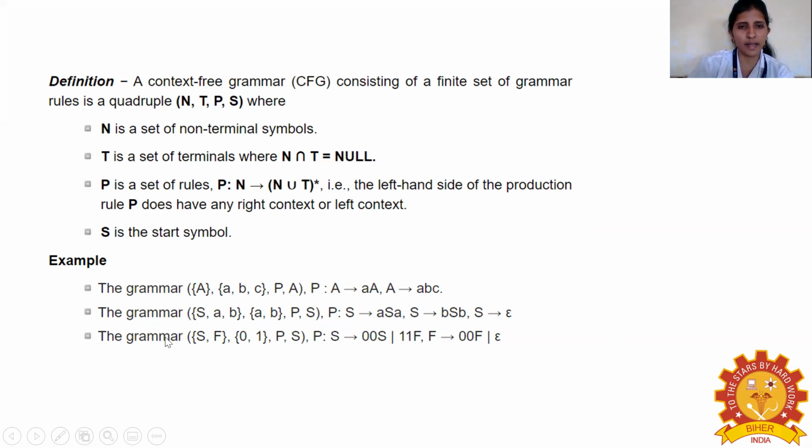Then again, another example is the grammar with non-terminals S, F, terminals 0, 1, P, and start symbol S. So in this set of terminal symbols, we can also have numeric values 0, 1. The production rule will be as follows: S to 0 0 S or 1 1 F. This bar represents 'or', that is, instead of S, we can also substitute 1 1 F, and F to 0 0 F or epsilon.